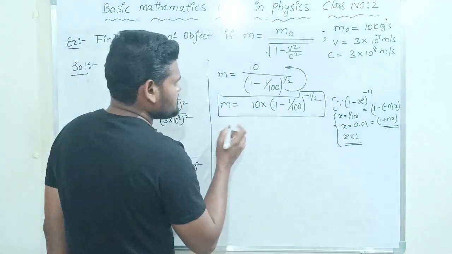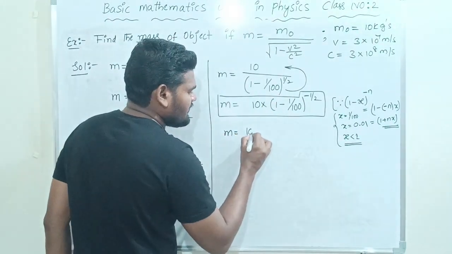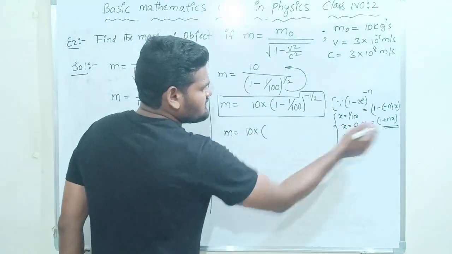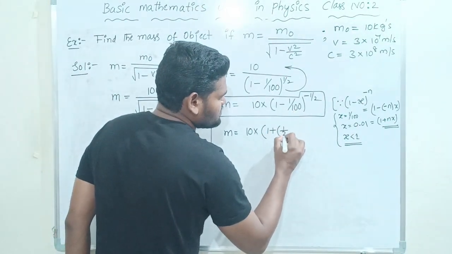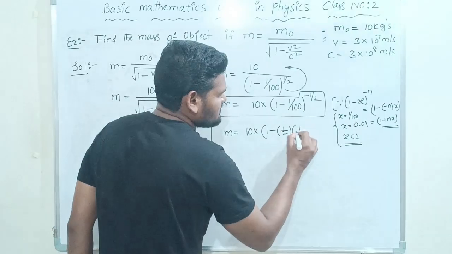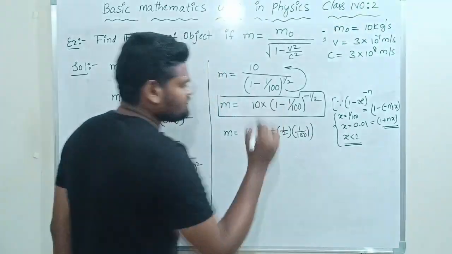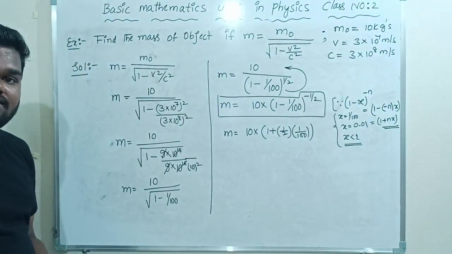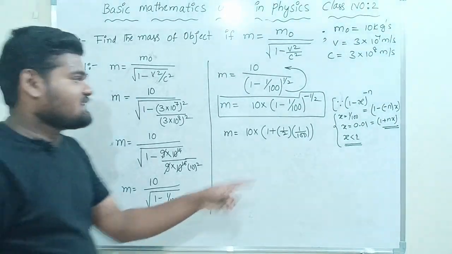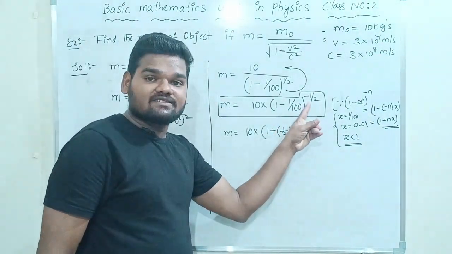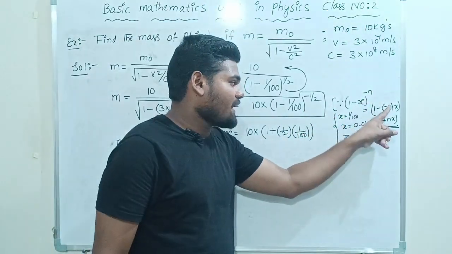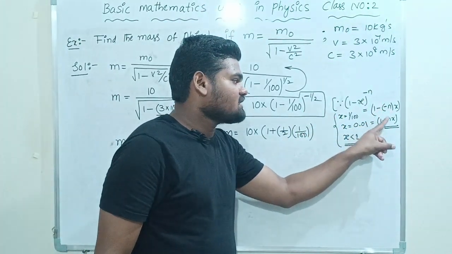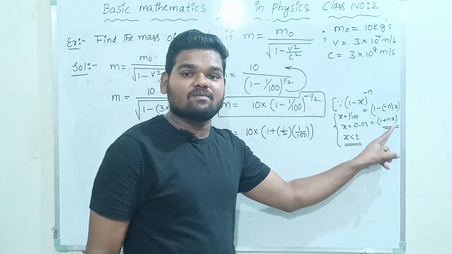So this term becomes m is equal to 10 into, what is this? 1 plus n. n is equal to how much? 1 by 2 into x. What is x? 1 by 100. Is it clear? Any doubt? Sir, here at the place of n we have minus 1 by 2, sir. You got the doubt. But already we have solved here. I have taken minus n here, and it becomes minus into minus plus. That is 1 plus nx.